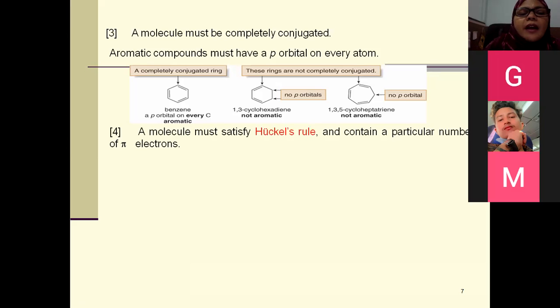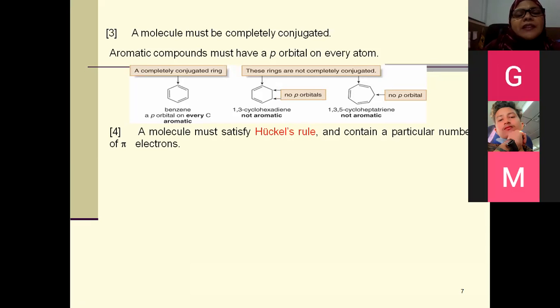Okay, now the fourth one is that a molecule must satisfy Huckel's rule. As I told you, what is Huckel's rule? 4n plus 2. So a molecule must satisfy this Huckel's rule and contain a particular number of pi electrons. That is the magic number of electrons, which we have already discussed. So a molecule must satisfy this rule, then only it will be aromatic.